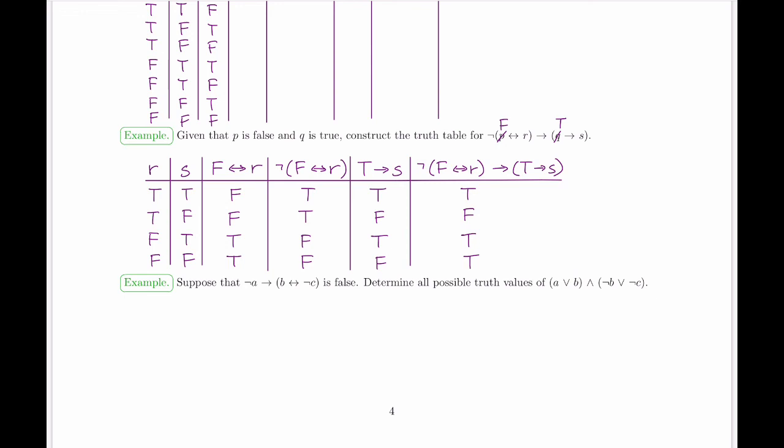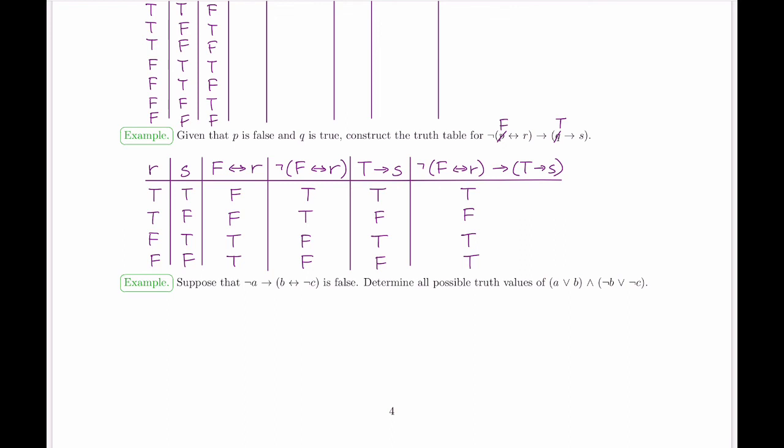Let's take a look at the next example. Again, we're told something about an expression. We know that this particular expression is false, and we're asked to determine all the possible truth values of this different expression over here. This doesn't seem like a truth table kind of ordeal, but it is using all of the rules that we've learned through the application of the truth tables.